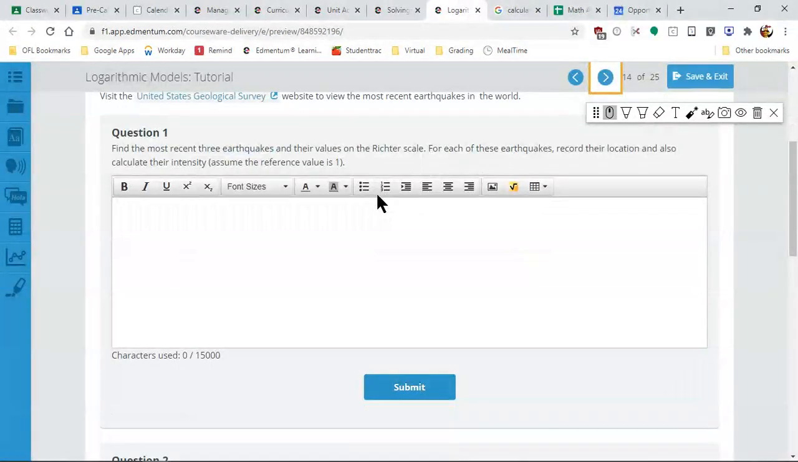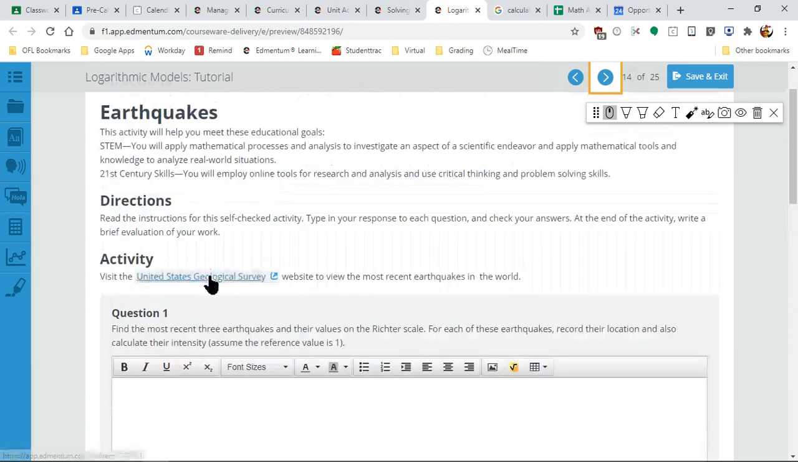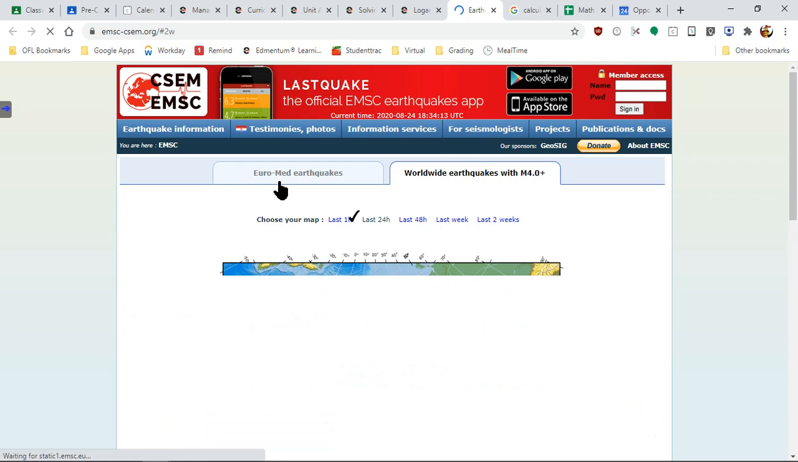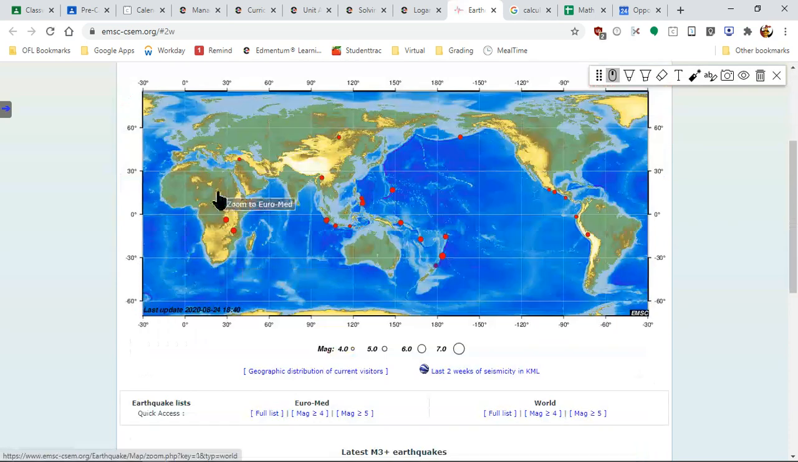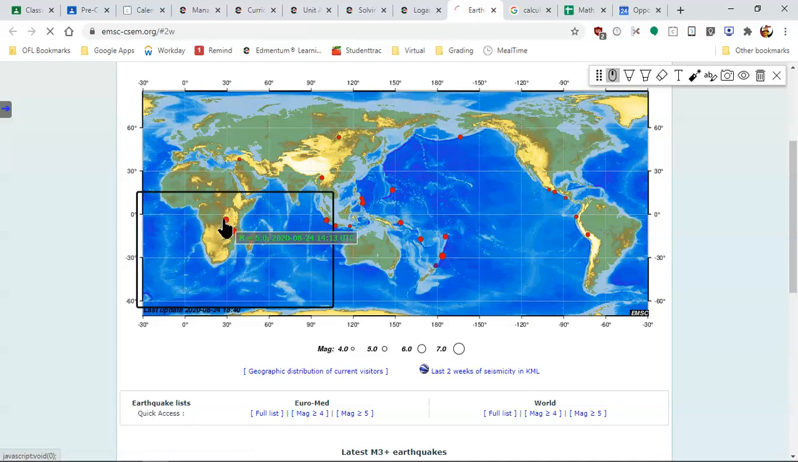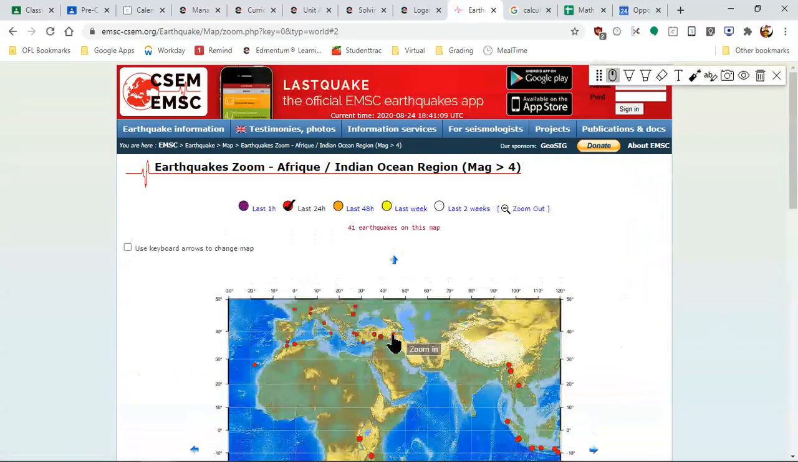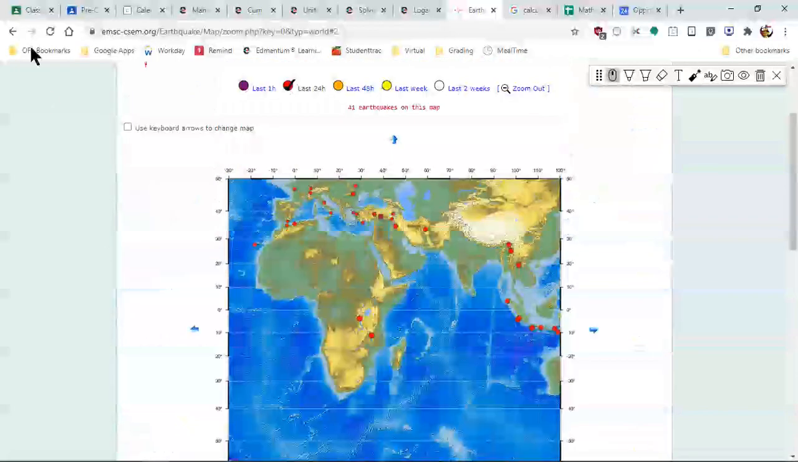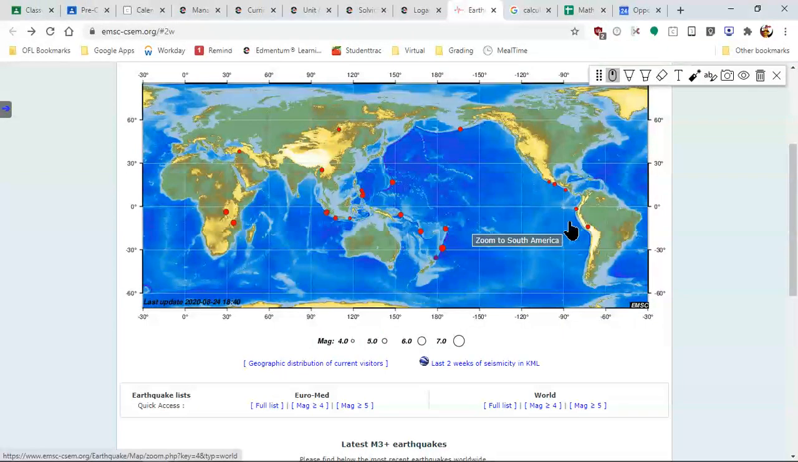So now we're going to do 3 earthquakes. Each of these earthquakes records its location and calculates its intensity. Okay. So we're going to look at the 3 recent earthquakes that have happened so far. So we're going to do this one. Oh my gosh. What did I do? I don't like this. I'm going to do this one. So we're going to do this one in Mexico.